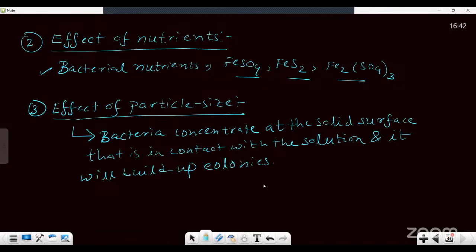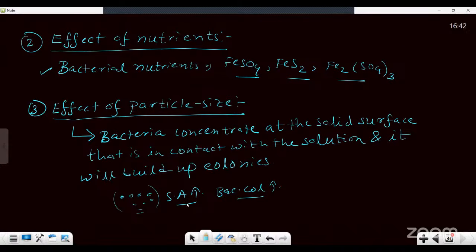So if the particles are finely ground, means they are fine particles, then what happens? The surface area will increase. So more colonies for the bacteria. So bacterial colony will increase. But again, there has to be some limit also.